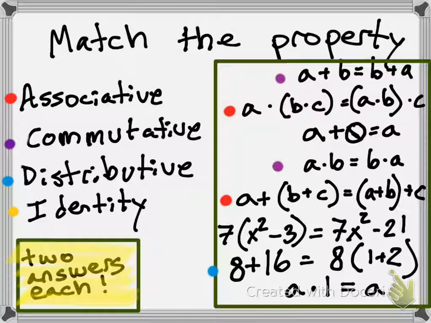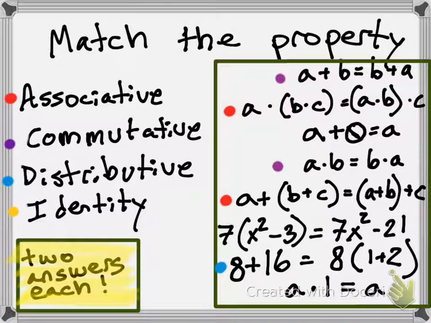The reason that they're distributive is because if I distributed that 8, if I multiplied that in, what's 8 times 1? 8. What's 8 times 2? Notice that that's 8 plus 16. So when I distribute this 8 and multiply it times each of those, I get that other answer. What else is the distributive property? Adriana.